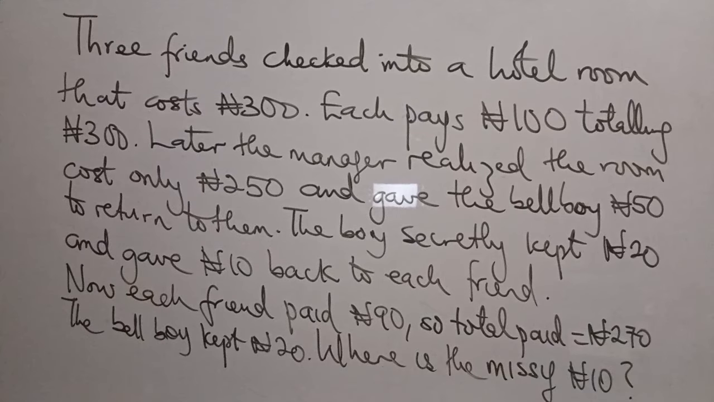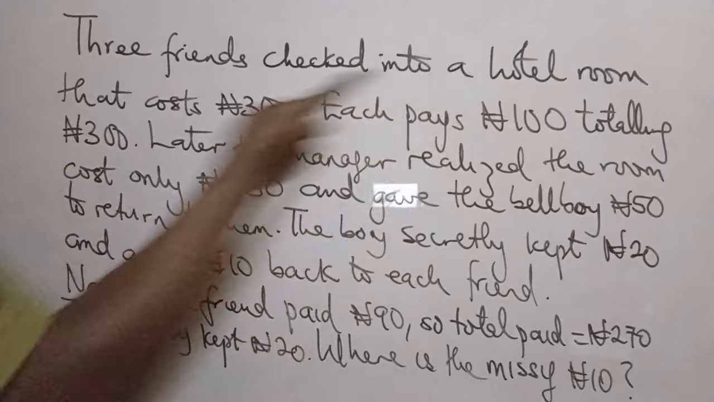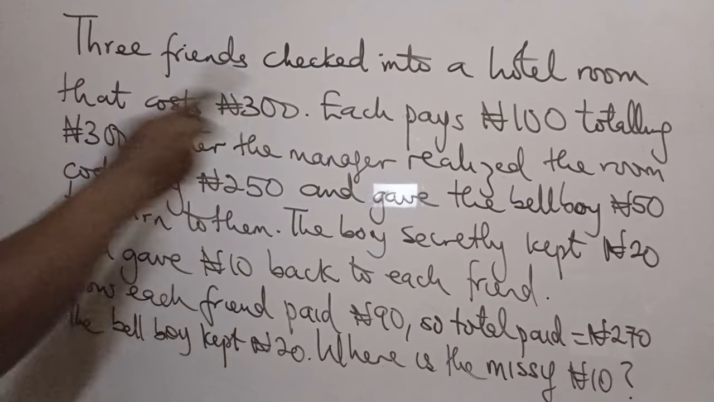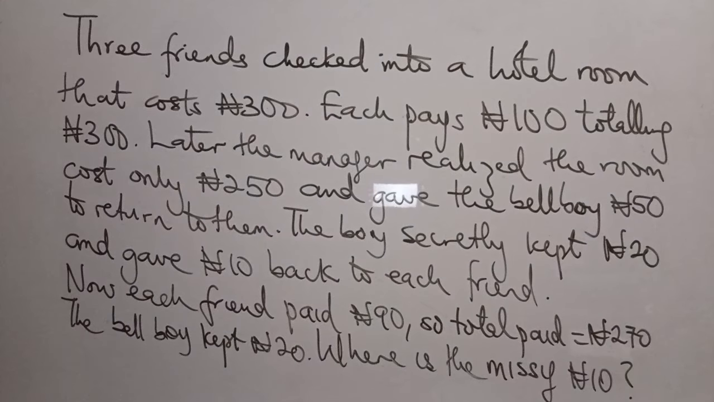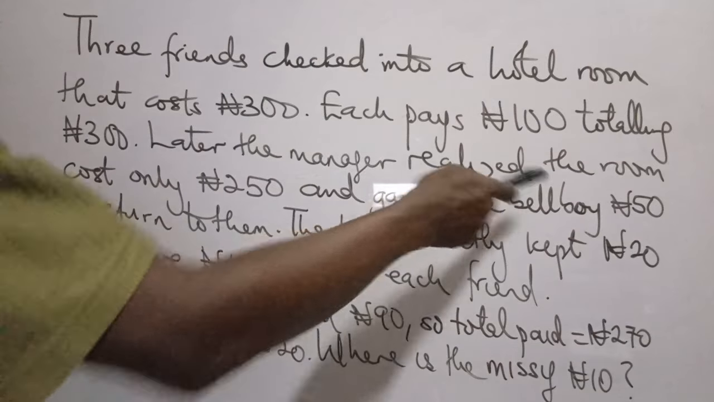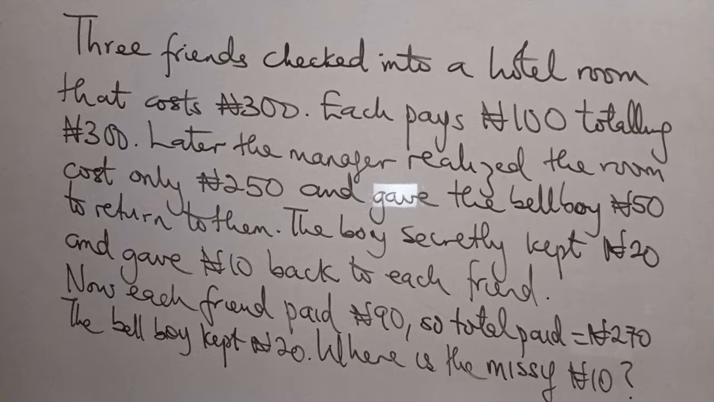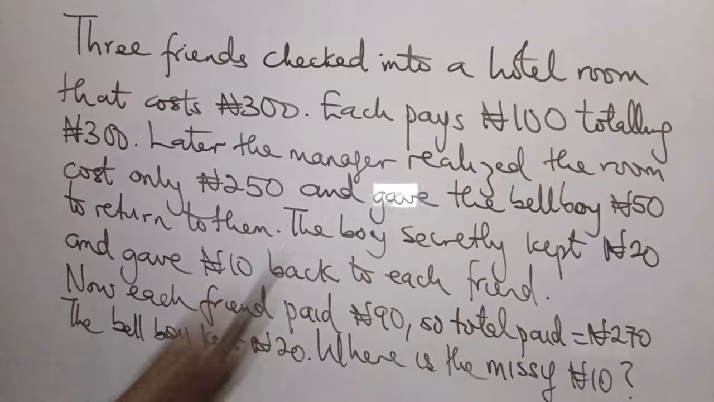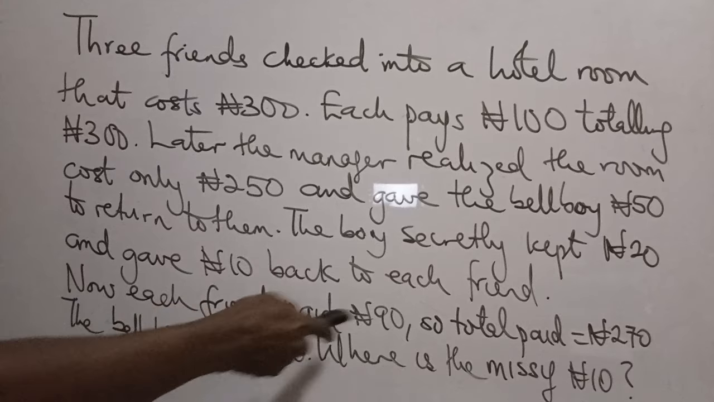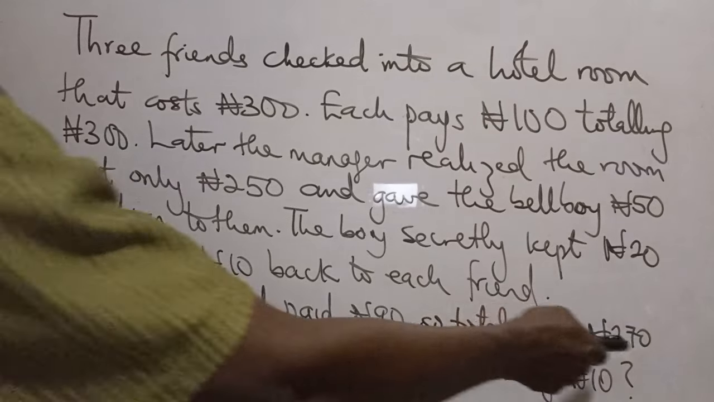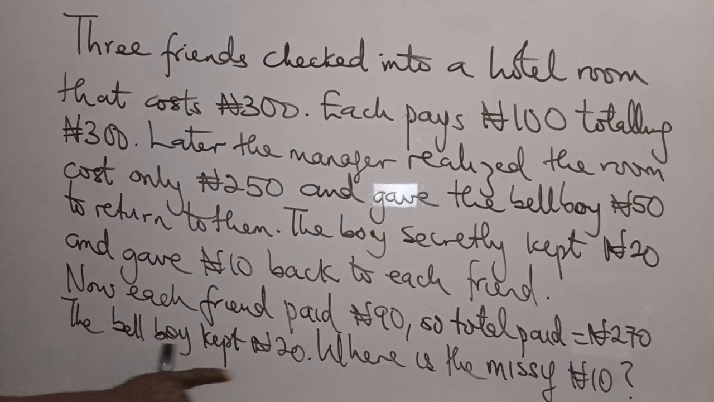Now, the question goes: three friends checked into a hotel room that cost 300 naira. Each pays 100 naira, totaling 300 naira. Later, the manager realized the room cost only 250 naira and gave the bellboy 50 naira to return to them. The boy secretly kept 20 naira and gave 10 naira back to each friend. Now, each friend paid 90 naira, so the total paid is 270 naira. The bellboy kept 20 naira. Where is the missing 10 naira?